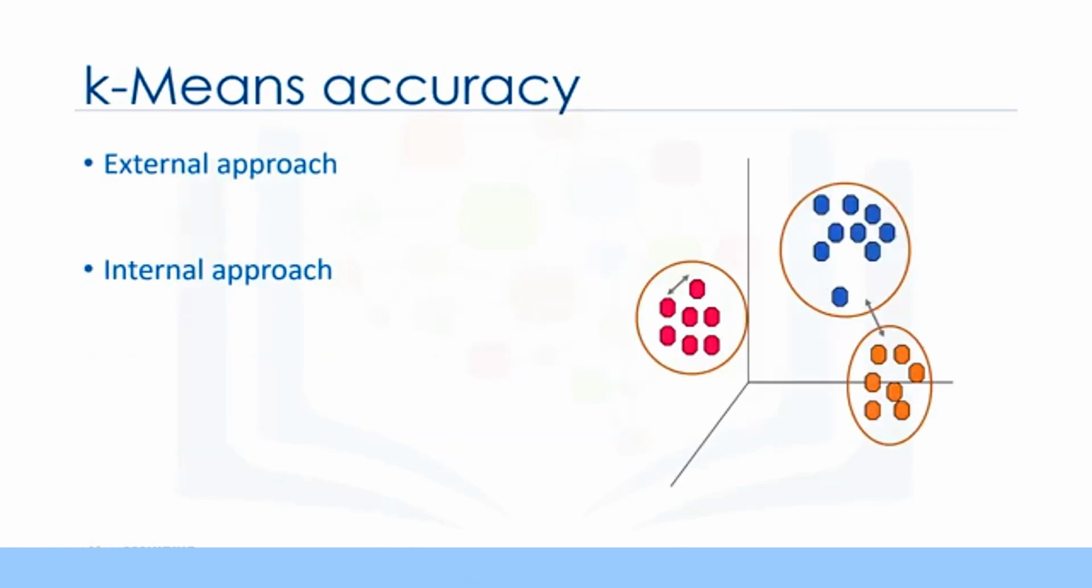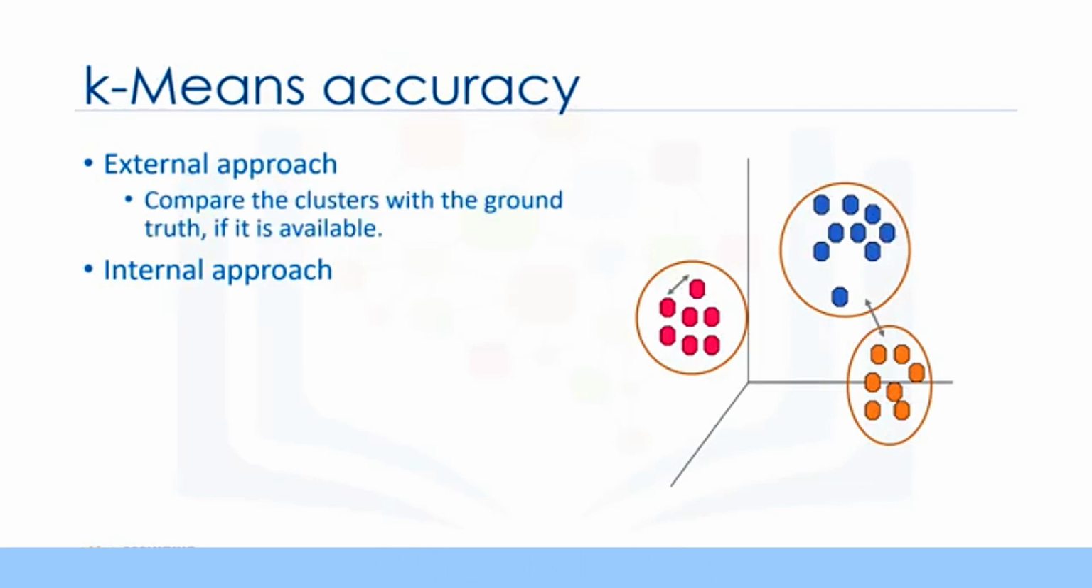Now the question is, how can we evaluate the goodness of the clusters formed by k-means? In other words, how do we calculate the accuracy of k-means clustering? One way is to compare the clusters with the ground truth, if it's available. However, because k-means is an unsupervised algorithm, we usually don't have ground truth in real-world problems to be used.